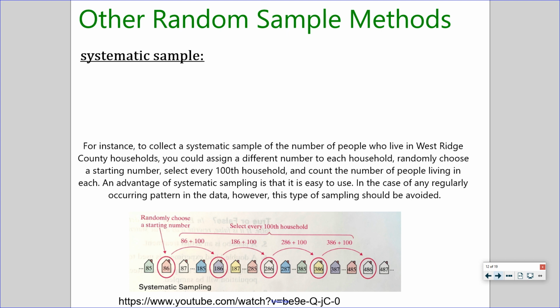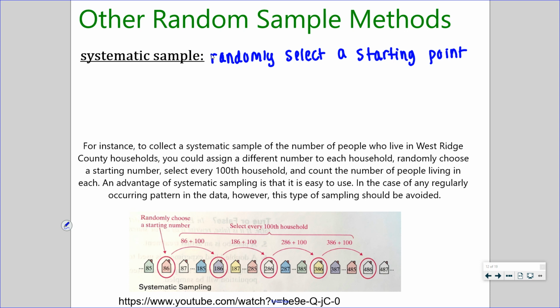All right, the last one I'm going to introduce you to, and I found a YouTube video that I feel is a really good visual for these 3 that we'll watch after this. But this is our third one, a systematic sample. This one's a little bit different. This one, you randomly select a starting point. So maybe I'm going to start at house number 86.